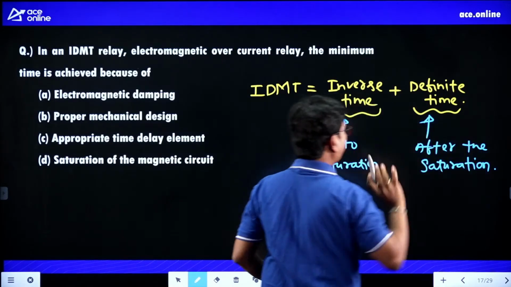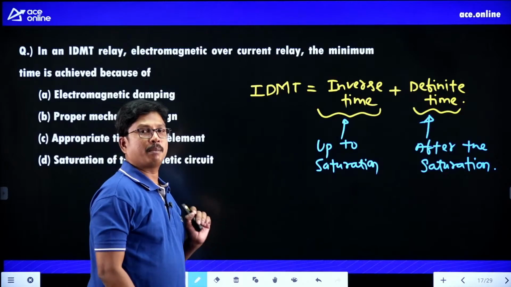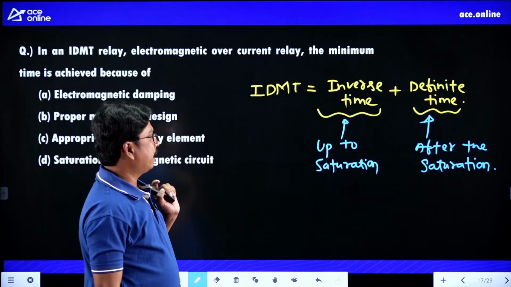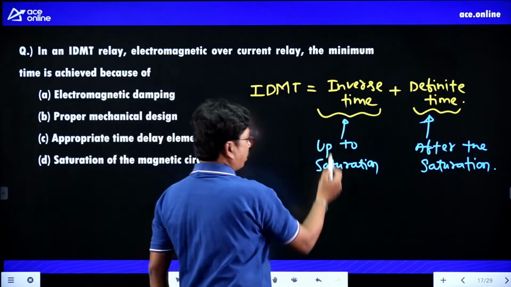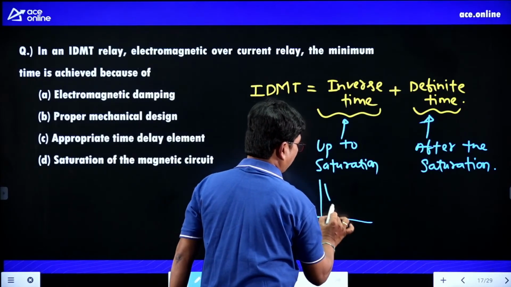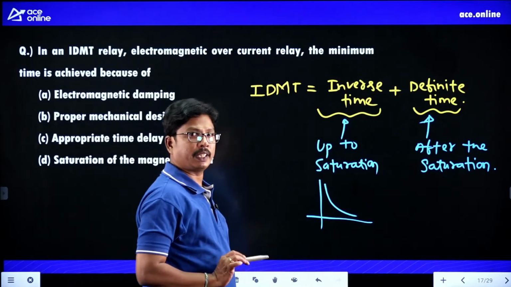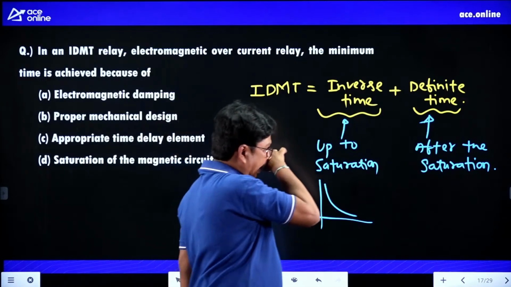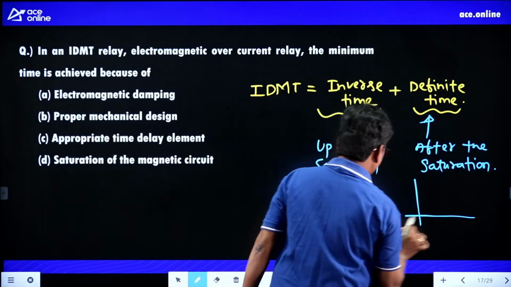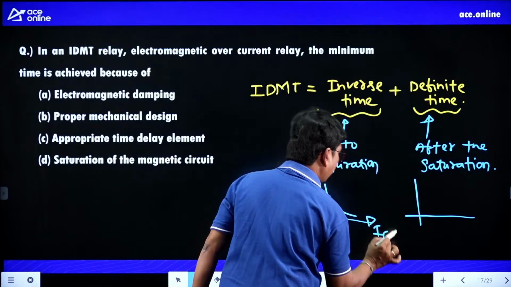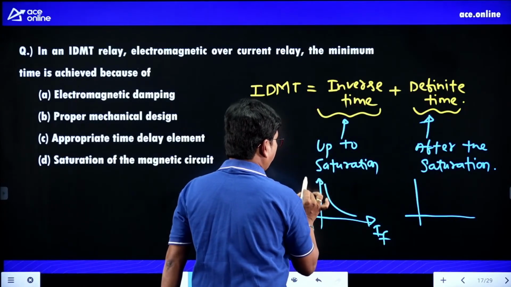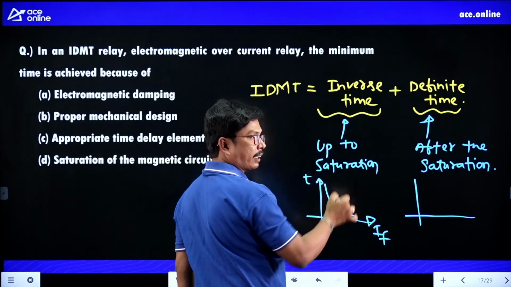So beyond saturation, we are having the definite minimum time characteristics. Definite minimum time characteristics. Up to saturation, the graph is an inverse graph with respect to time. If you check the fault current, this is the operating time. So this is the inverse characteristics.